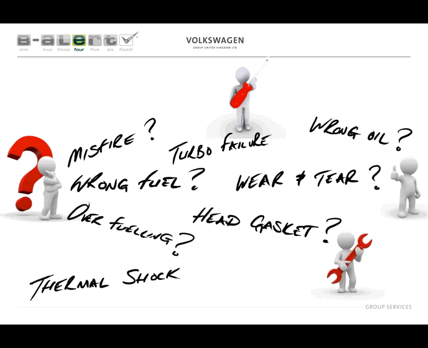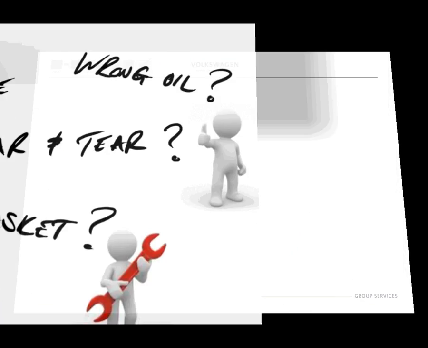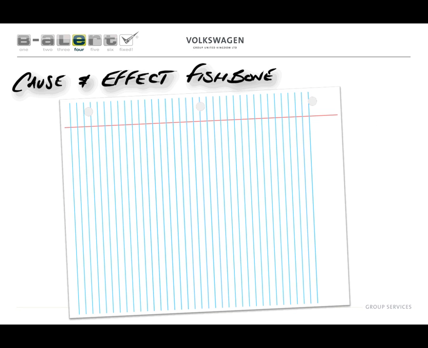The problem is it's not always that easy to talk to so many people. So using a cause and effect analysis tool will do exactly that for you to make sure that you've considered absolutely everything. The cause and effect fishbone is called that due to it looking like the skeleton of a fish when completed. The fishbone was devised by Professor Ishikawa and is designed to make sure that you consider all possible causes of a problem.